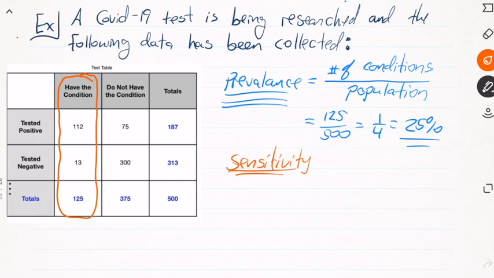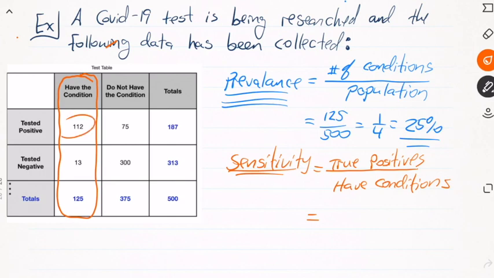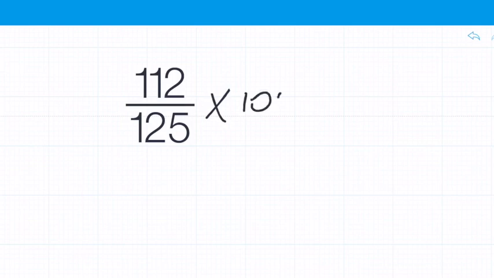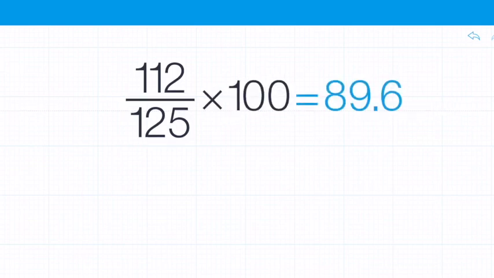So to find the sensitivity, it's literally just the true positives divided by those that have the condition, the total number of conditions. So in this example, the true positives is 112, and those that have the condition are 125. So the sensitivity of this test is 112 divided by 125, and change it to a percent. We'll multiply by 100. So 89.6.